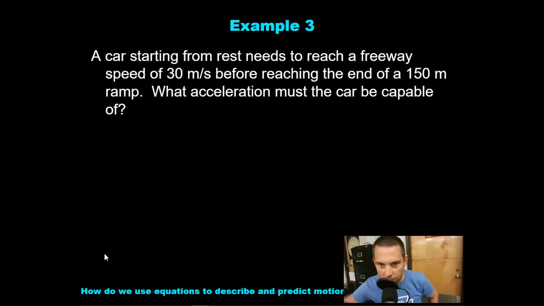A car starting from rest needs to reach a freeway speed of 30 meters per second before reaching the end of a 150-meter ramp. What acceleration must the car be capable of?